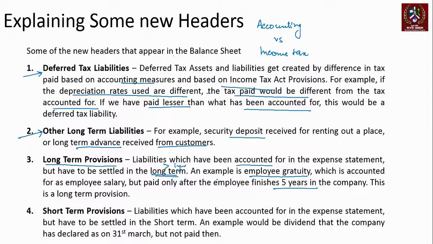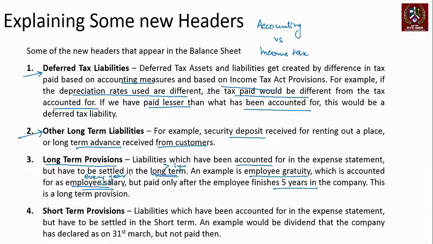Now this is already accounted in the employee salary every year, but it is paid out only after 5 years. So you keep accounting for it and you keep adding it up because you've not really paid it out, right? So your P&L will show this as employee salary, but your balance sheet will keep showing this as a long-term provision because you have not yet paid it out. You're only going to pay it out if the employee completes 5 years in the company.